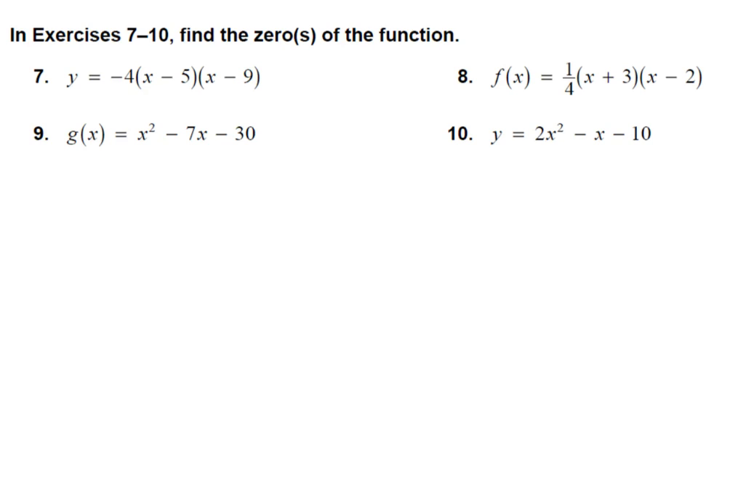Find the zeros of the function. And what are the zeros the same as? The x-intercepts. So when it asks for the zeros, they want the same thing as the x-intercepts. What makes this equal 0? Oh, so 5. And what makes this one equal 0? 9. That's it. Those are the zeros. Oh, I thought that was a little harder.